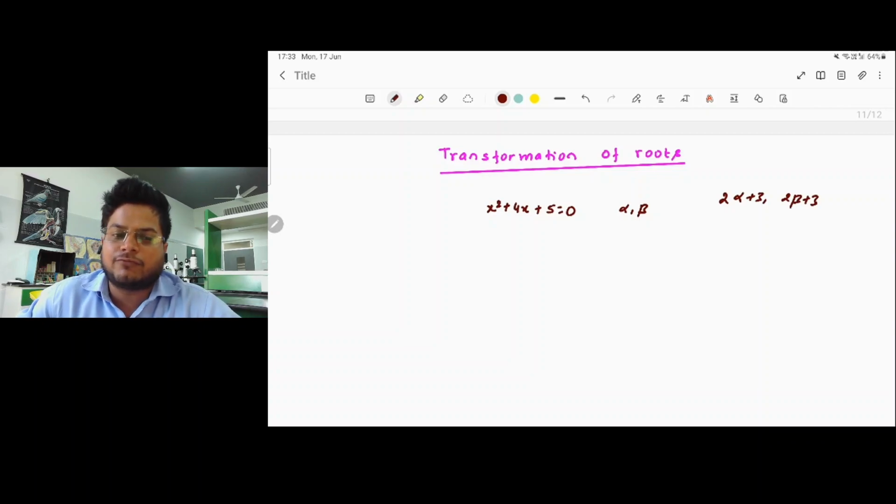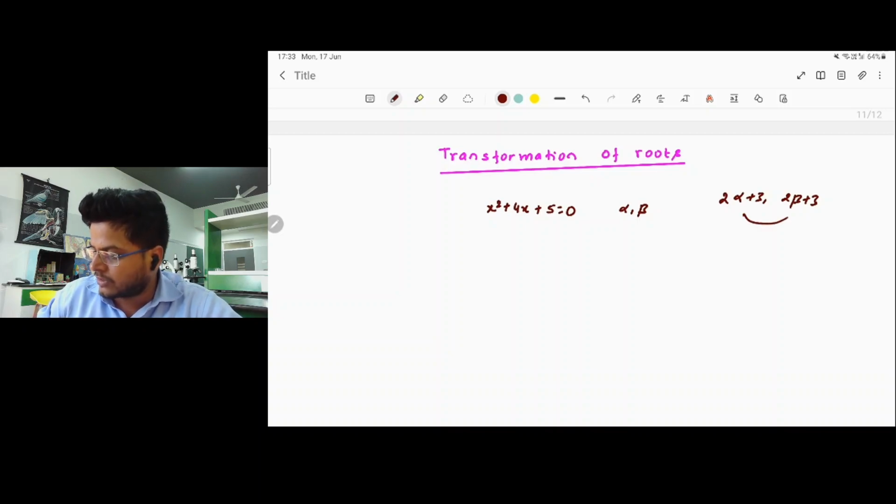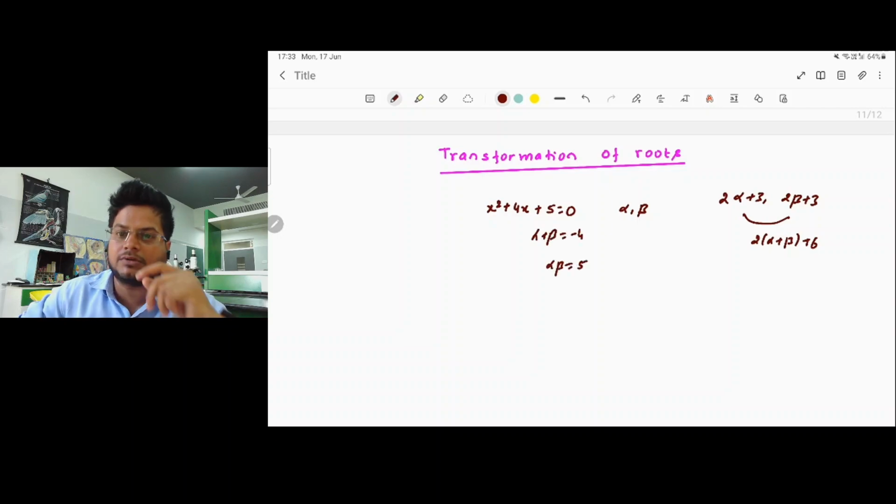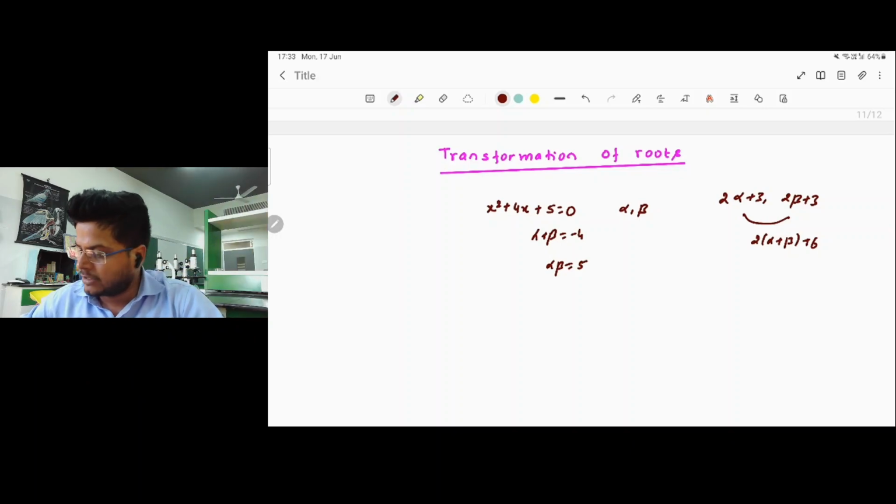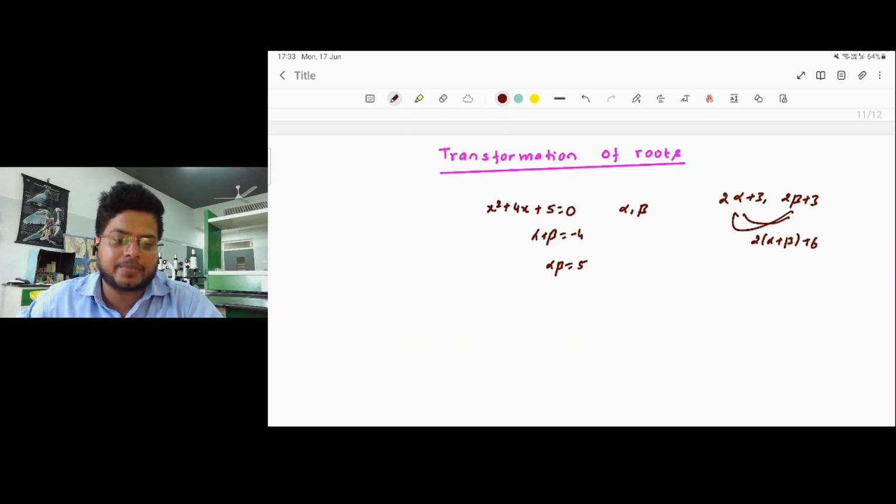So since we are done with the formation of quadratic equation, what is the first attempt you will do? You will try to find the sum, isn't it? So when you try to do the sum, this can be written as 2 times alpha plus beta plus 6. You can get alpha plus beta value from here, which is minus 4, and alpha beta value, which is equals 5. Then similarly, you can try to multiply one by one, right?